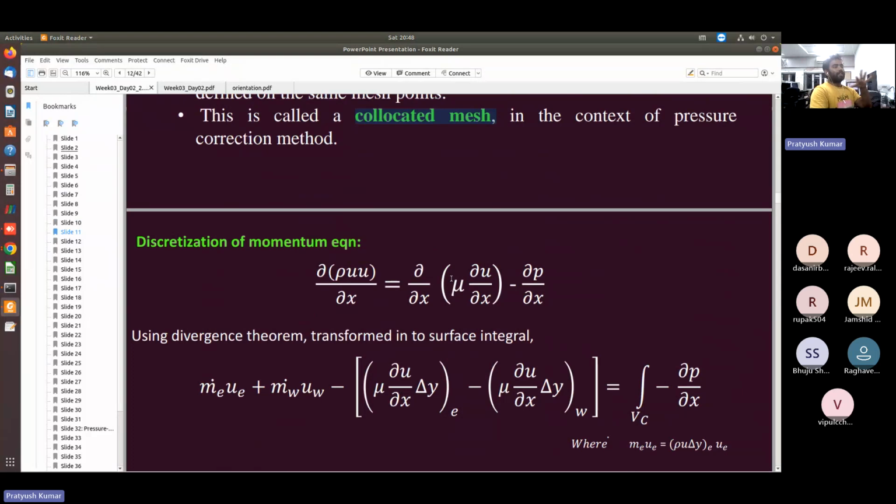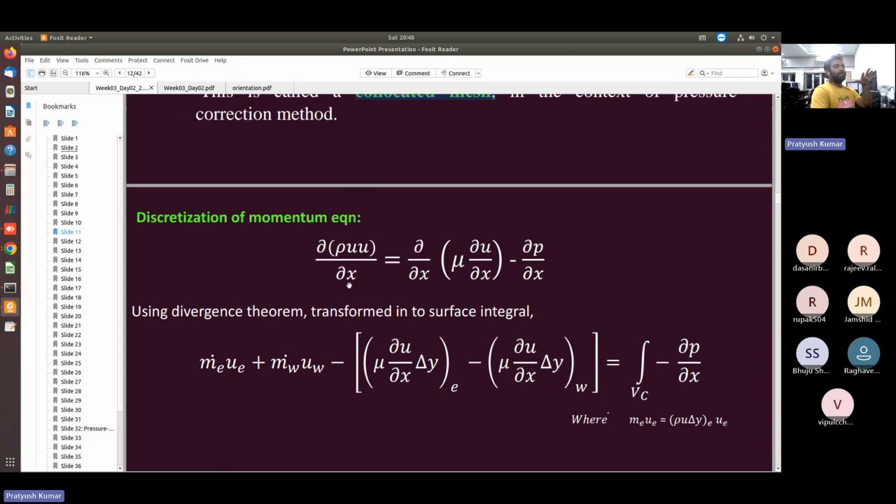So let me first discretize this equation, the momentum equation. I am just ignoring the body forces. I just want to show what problem we are going to face if we discretize the momentum equation on 1D cells, assuming that all the field variables are assigned at the cell center.